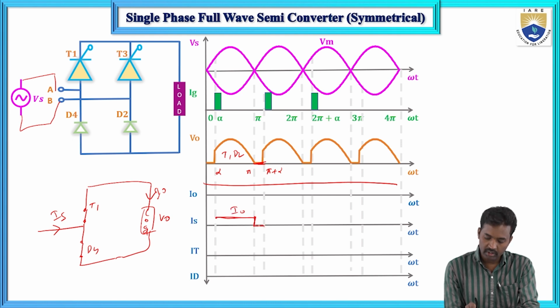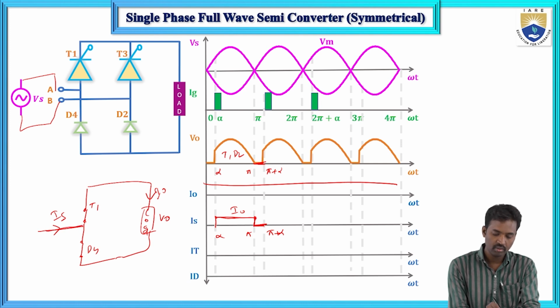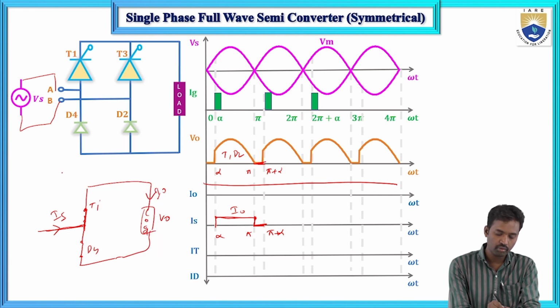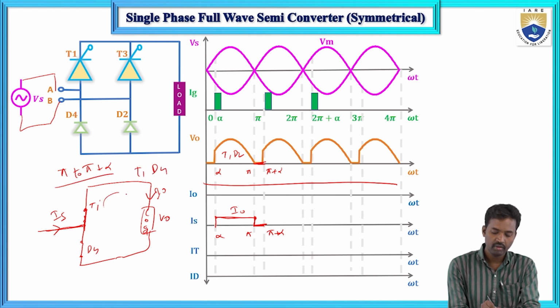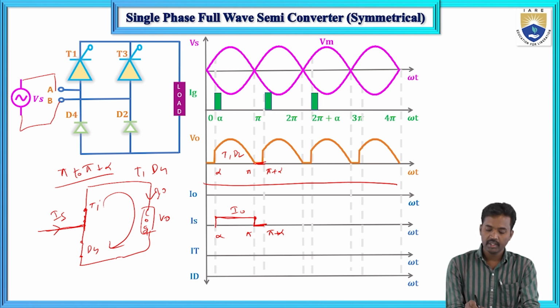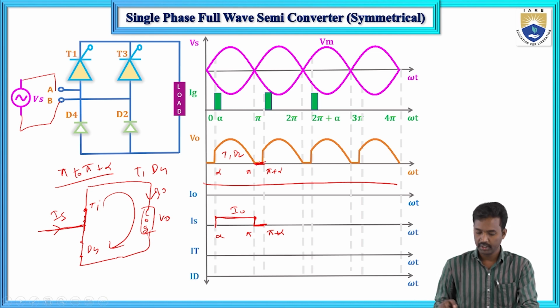And now here, this duration from alpha to pi, this is I naught, and from pi to 2 pi plus alpha, this value is 0. So the IS value is 0. Now T1 and D4, here T1 and D4 from pi to pi plus alpha. So T1 and D4 will freewheel. D4 is freewheeling. Now here there is no output voltage.